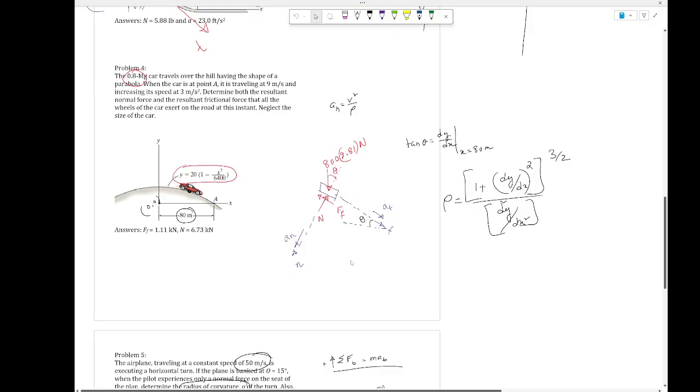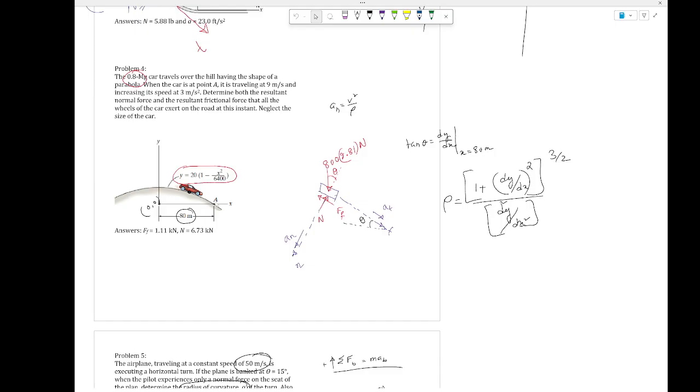You have to find the theta. Okay, to find the theta, you have to use this equation: tan theta equals dy by dx at x equal to 80 meters. Okay, so 0 starts from here at point A. This problem is not a straightforward problem. It's a little tricky. Pay closer attention.